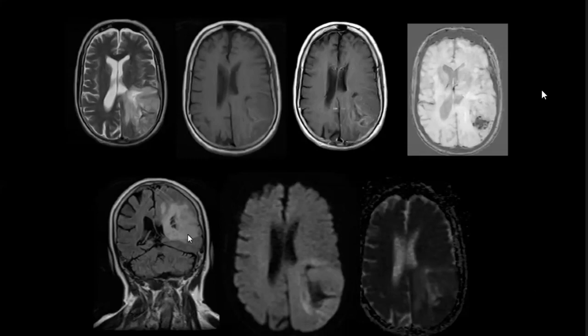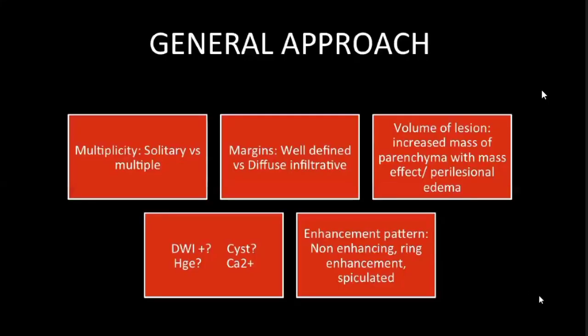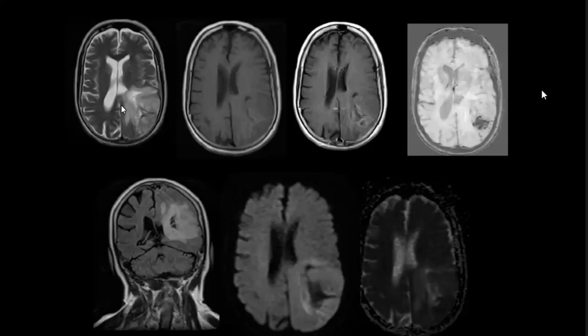So I just want to give a few important messages to you on these images. Whenever you are looking at a space-occupying lesion in the brain parenchyma, this should be your general approach. You have to look at multiplicity. Is it solitary or multiple? In this case, we saw that this is a solitary lesion. Then you have to look at the margins. Are they well-defined, diffuse, infiltrative? You look at the T2-weighted images as well as the FLAIR. These are diffuse, infiltrative kind of margins, right?